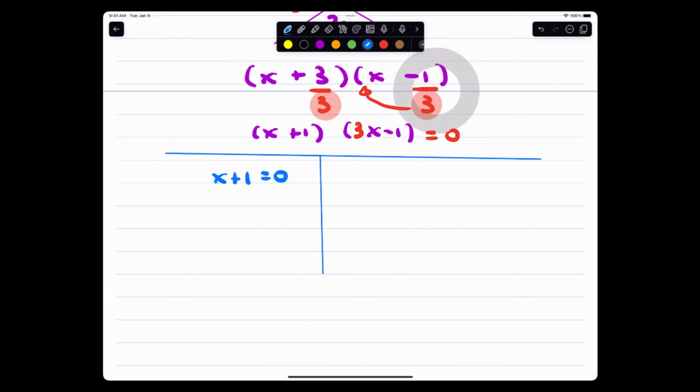So x plus 1 is 0. 3x minus 1 is 0. And this means x is -1. And this means x is positive 1/3. So that algebra was designed to help us. These are all critical what? Critical values.